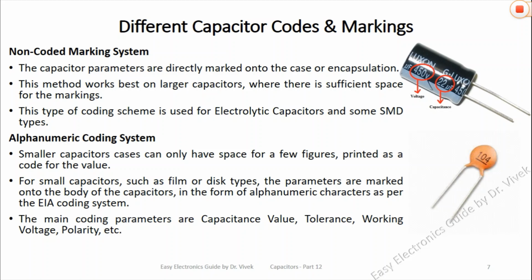Alphanumeric coding system is used for smaller capacitor cases. Those have less space for printing the values. For small capacitors, the parameters are marked onto the body of the capacitors in the form of alphanumeric code. The main coded parameters include the capacitance value, tolerance, working voltage, polarity, etc.